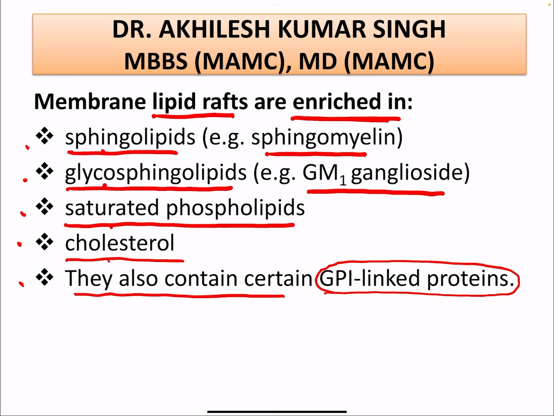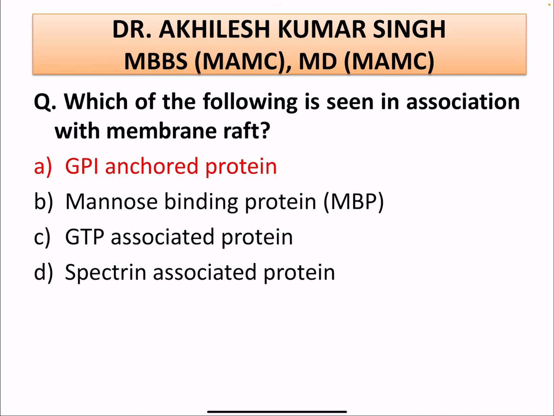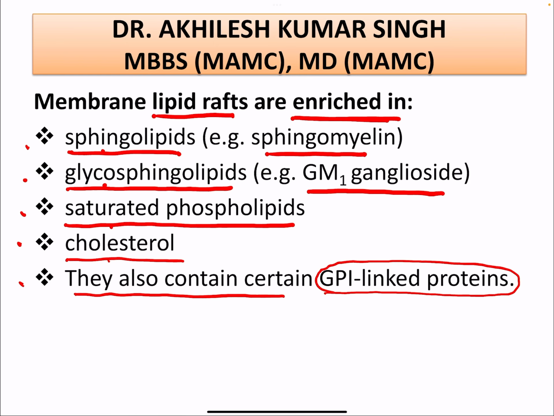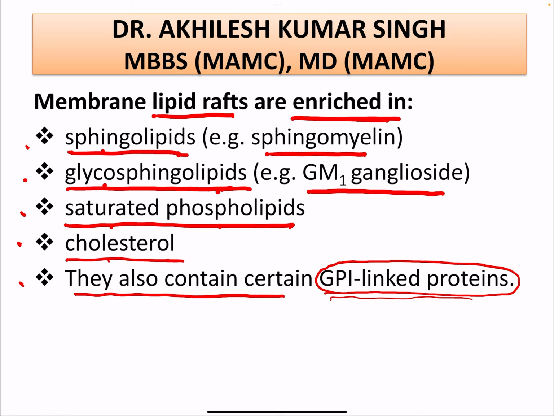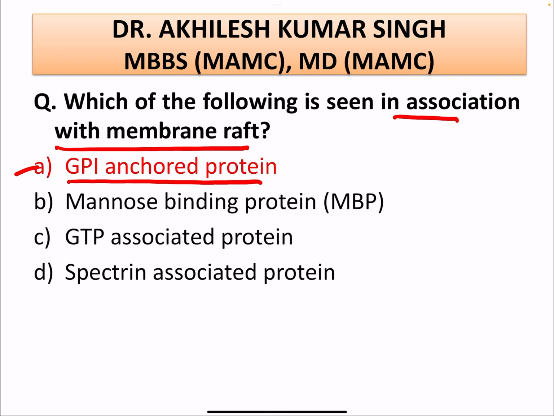Now let us look at the options here. Which of the following is seen in association with membrane raft? Out of sphingolipid, glycosphingolipid, saturated phospholipid, cholesterol, and GPI linked proteins, the one matching here is the GPI anchored proteins. So membrane rafts are enriched in sphingolipid, glycosphingolipid, saturated phospholipid, cholesterol, and GPI linked proteins. Remember this in this question.